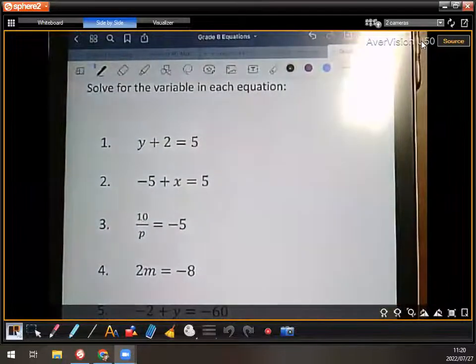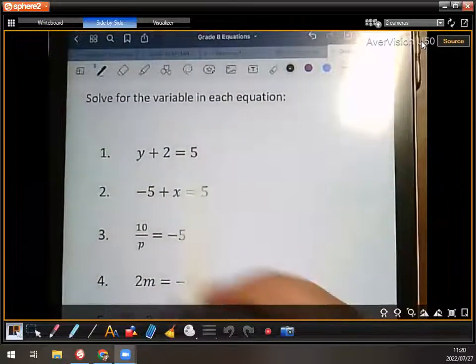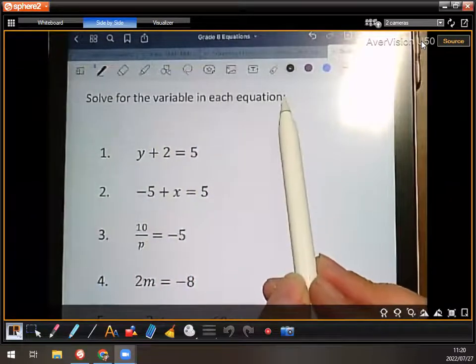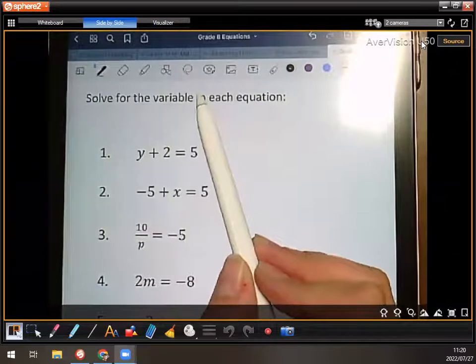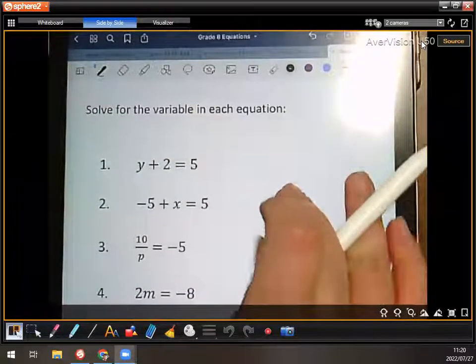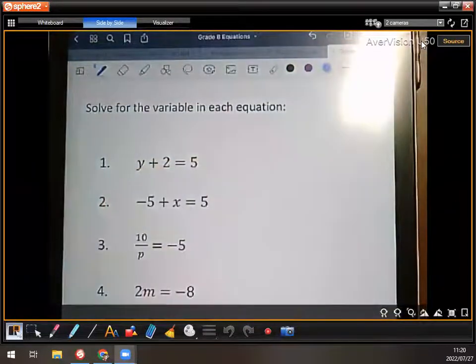Okay, let's first look at the instructions here. What are they saying? Solve for the variable in each equation. Now they're saying the variable, guys. They're not specifying which variable, because did you notice that they're using all sorts of different variables? So what are they saying when they say solve for the variable?